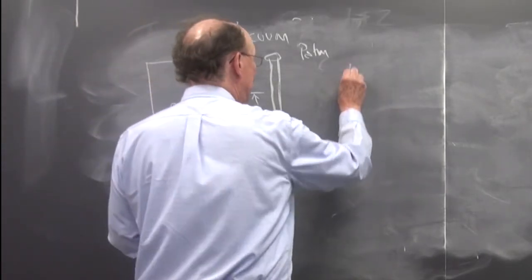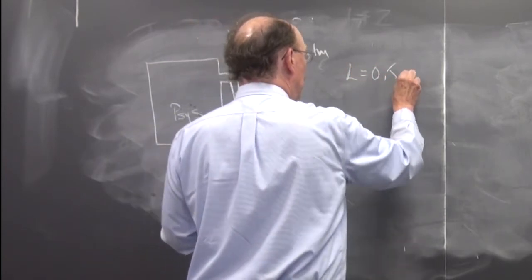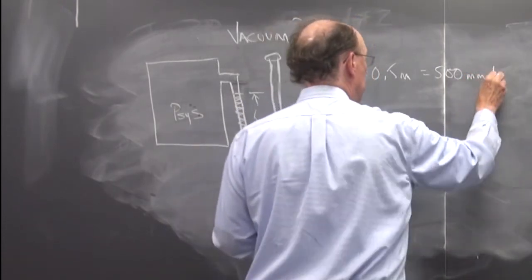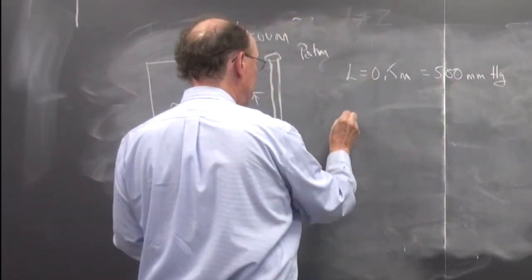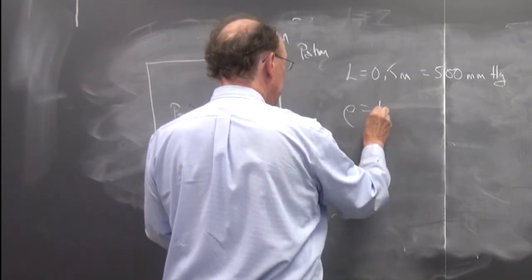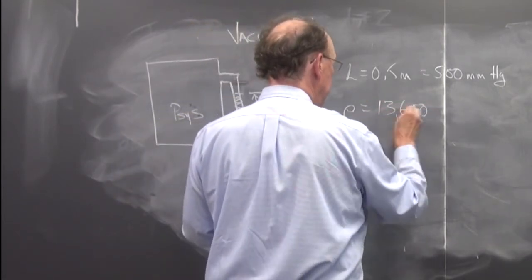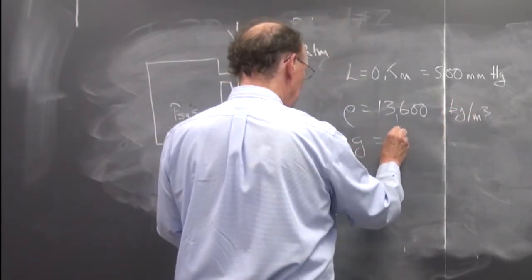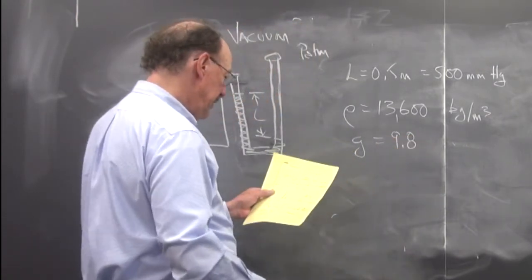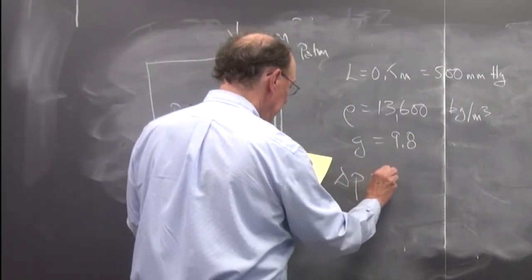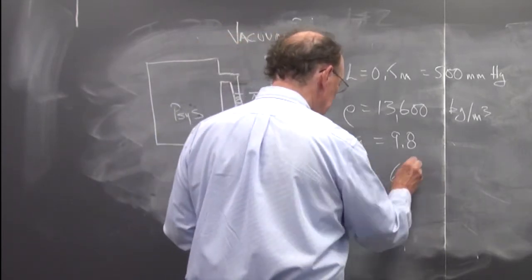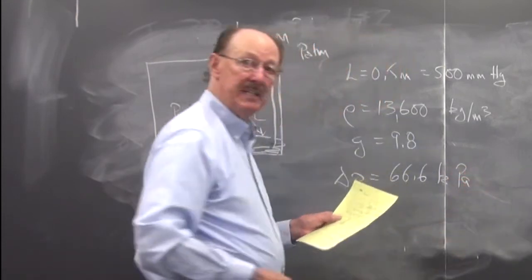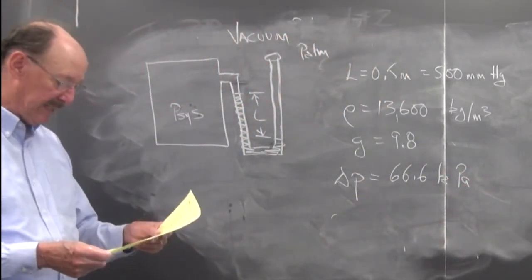And so we'll have L is 0.5 meters, which is 500 millimeters Hg, just so we get used to that. Rho is 13,600 kilograms per cubic meter. G is 9.8. I know that delta P is equal to 66.6 kPa. I just did that calculation, so we don't have to do the calculation again.